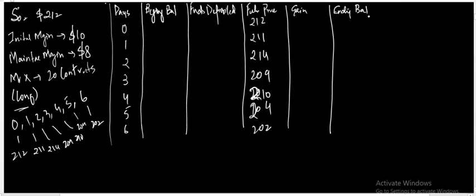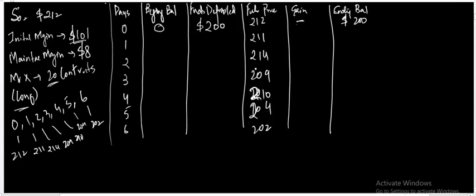Now let me talk about this in a bit more detail. Mr. X is long. So on day 0 he does not have any beginning balance, but he's going to deposit the initial margin, that is 10 rupees, but he's buying 20 contracts, so he's going to deposit 200, that is 10 into 20, and the price is 212. There is no gain on the contract because it's the first day, and in his account now we have $200.